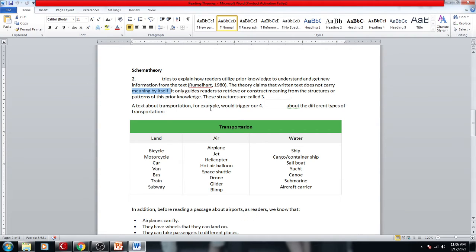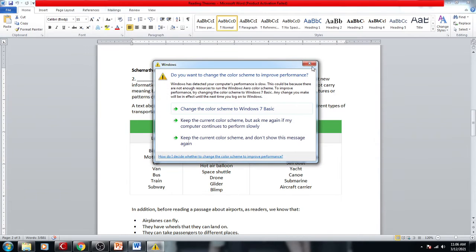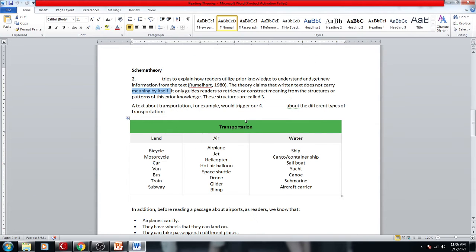A text about transportation, for example, would trigger our schemata about the different types of transportation. If you read a text about transportation, then to your mind comes, if it's land transportation, bicycle, motorcycle. You imagine car, van, bus, train, subway. Air, you imagine airplane, helicopter. Water, ship, sailboat, yacht, canoe.